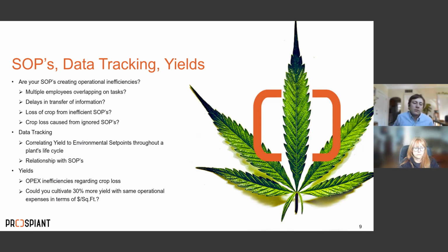And then lastly here, we got SOPs, data tracking, and yields. So first we'll go with SOPs. Everybody has their own SOPs. They're starting to become a little bit more standard in the industry, but really, are your SOPs creating operational inefficiencies? Like, is this something you've looked at from a third person point of view? Have you looked at, do you have multiple employees overlapping on tasks? Is one employee doing one task and isn't relaying it to another employee, so then they go and do the same task an hour later, and you're paying these employees a relatively good wage?